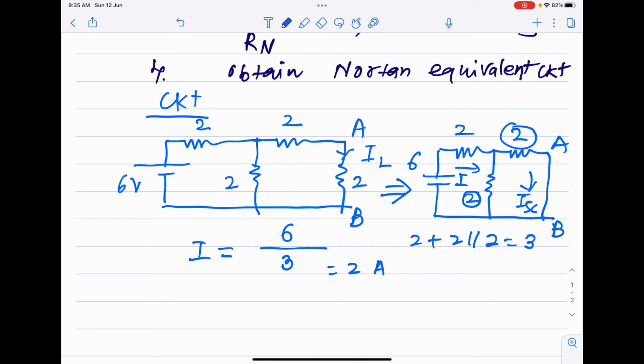Out of this 2 ampere current, some part will flow as ISC. Therefore, I can calculate IN, which is equal to ISC, which is equal to 2 into 2 divided by (2 plus 2), that is 4. So it is nothing but 1 ampere. So 1 ampere will flow through the terminals A and B.